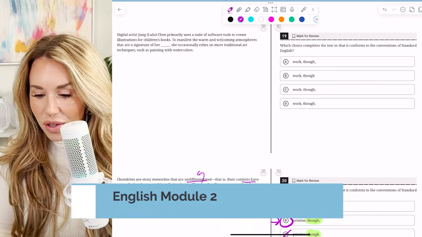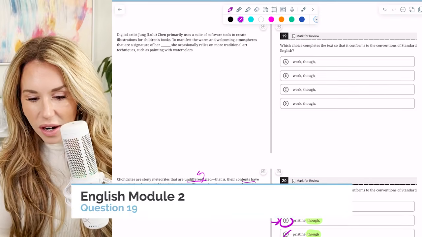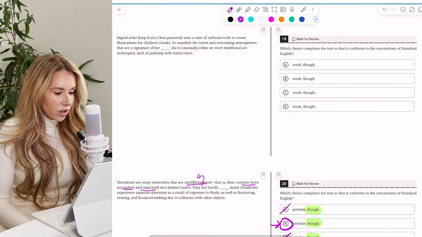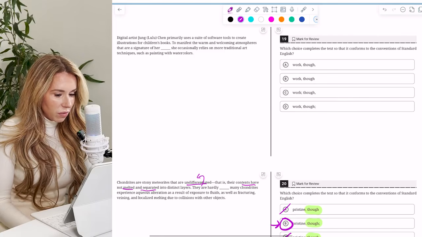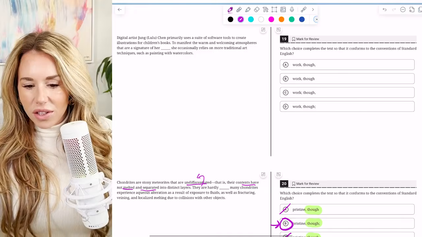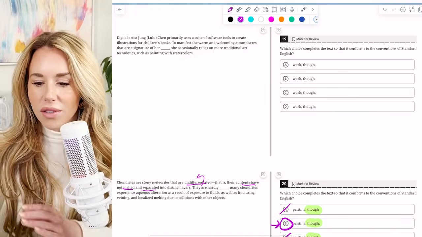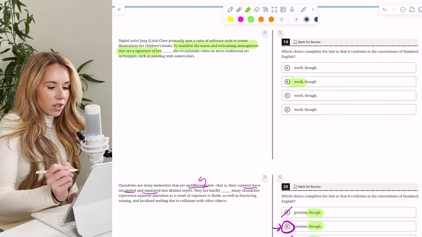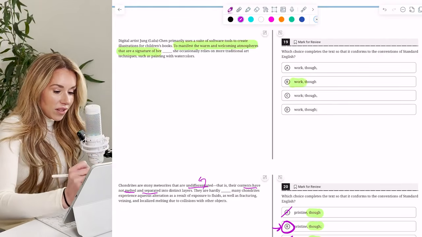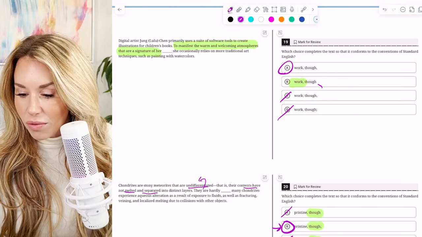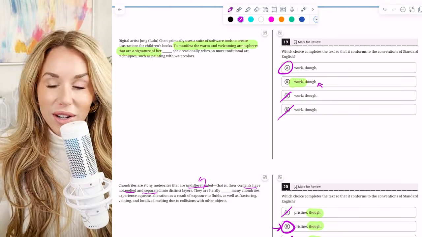All right, to manifest the warm and welcoming atmospheres that are a signature of her work, she occasionally relies on more traditional art techniques such as painting with watercolors. Okay, that's all one sentence. That is not 2 separate sentences because this whole part is what's called a modifier. So what I need to do is not pick a semicolon here. And I want to pick A, not B, because you need to have a comma after a transition.